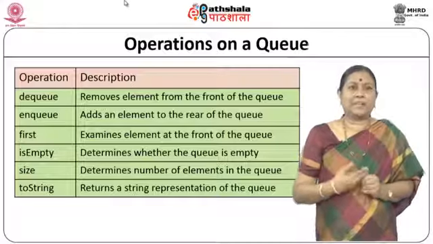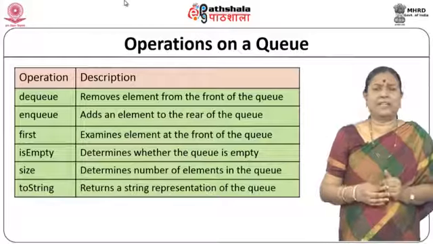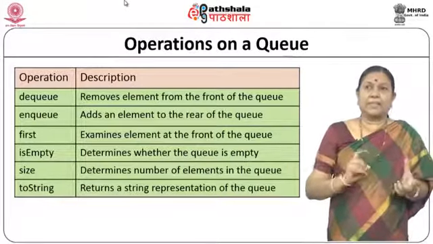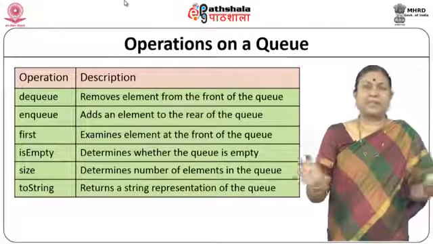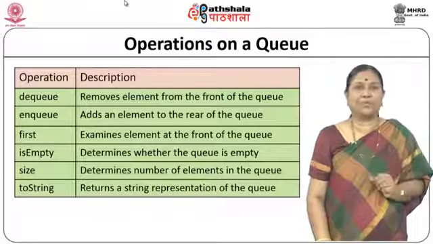And there is another operation which is given here. It depends on the application. It returns a string representation of the queue, which means the elements of the queue are returned as a string. It depends on the application that you want to use the queue for.